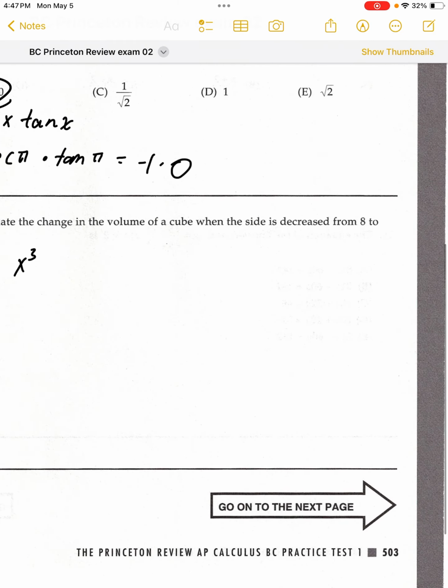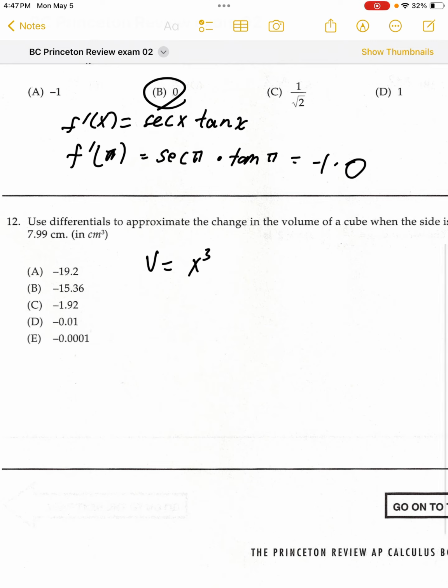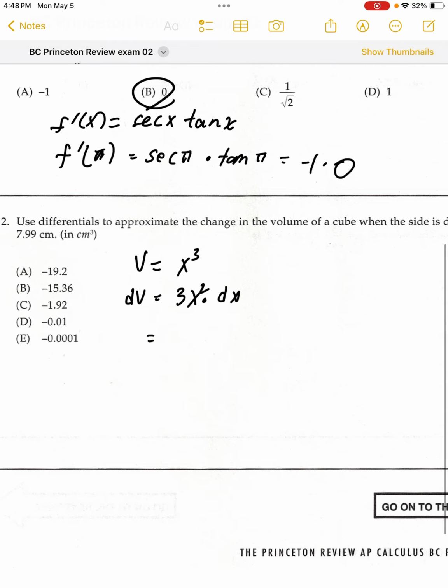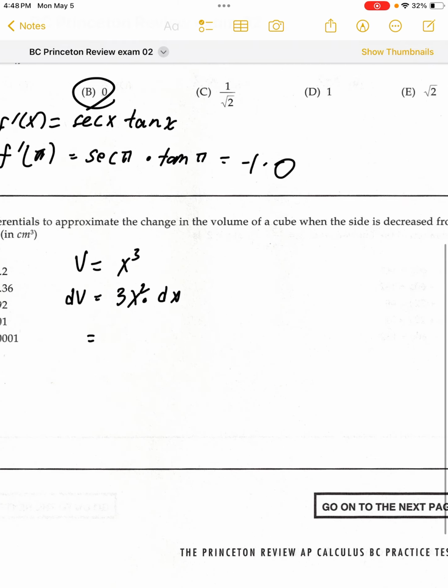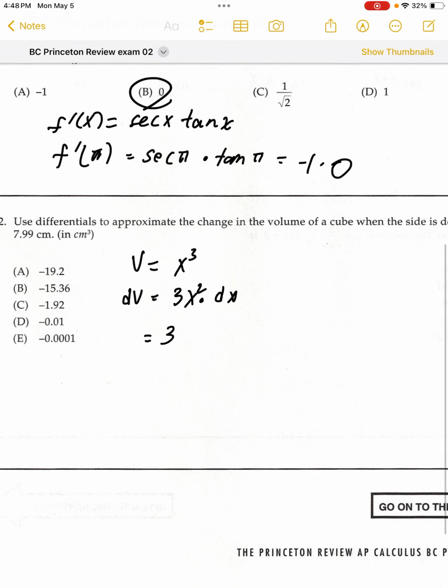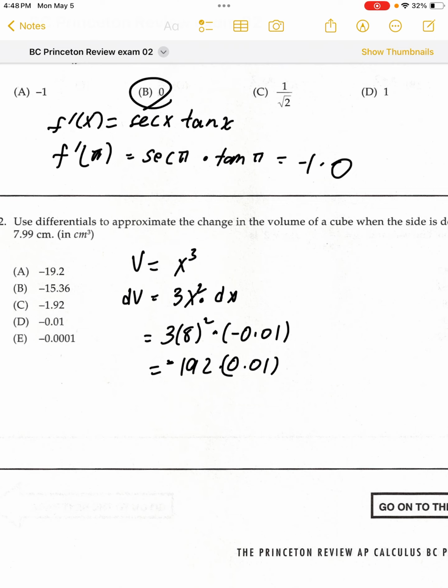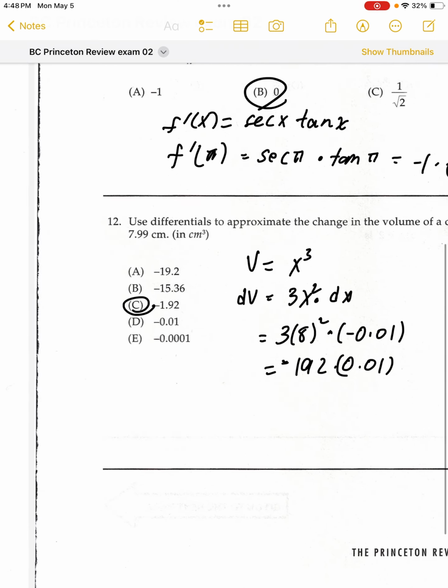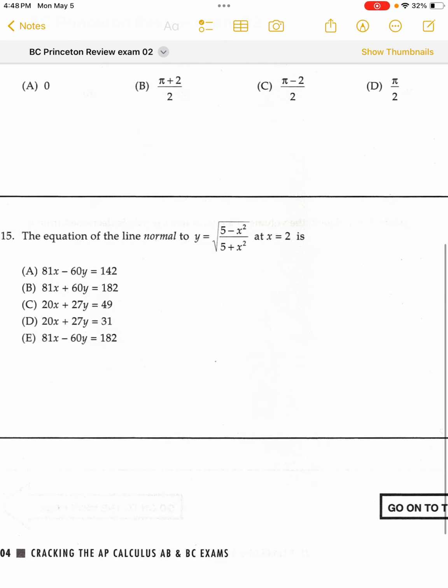And we're trying to find the change in volume when the side is decreased. So the change in volume, dV, will be equal to 3x squared times the change in x, right? And we're going to approximate it at 8, since we go from 8 downwards. So that'll be equal to 3 times 8 squared times negative 0.01, which will be 192 times 0.01 times negative 1, which will be negative 1.92. And that's the answer to that question. Okay, let's move on.